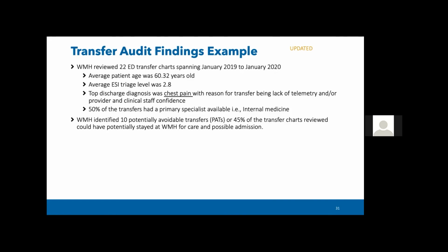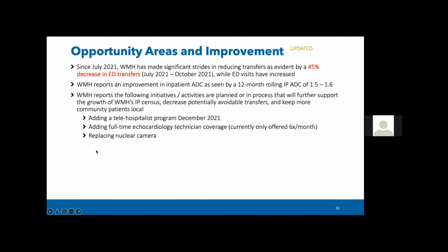So they looked at their transfers, 22 charts, and about 45% of those transfers were what we call potentially avoidable transfers. They could have potentially stayed at the hospital and been cared for, and not been transferred out of the state, and could have been a possible admission. And so there's that 45% decrease in ED transfers.